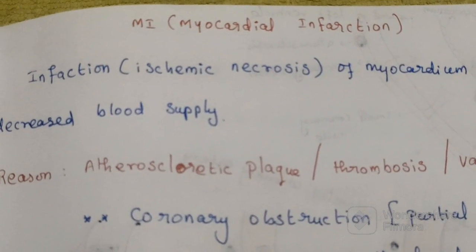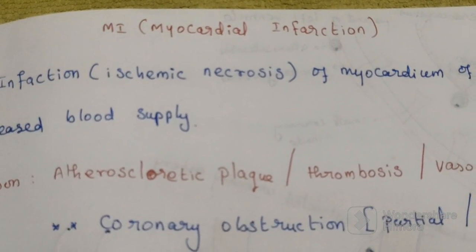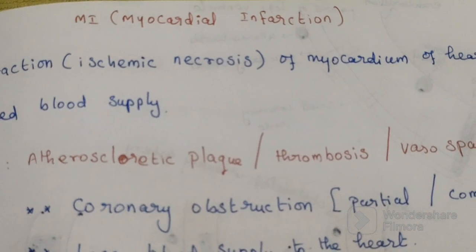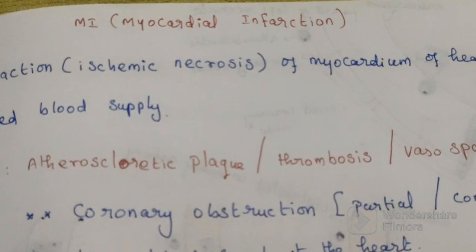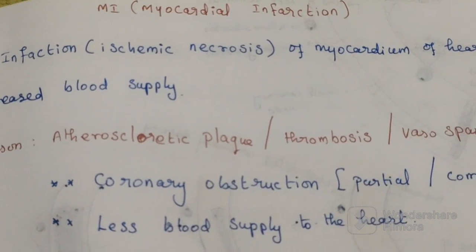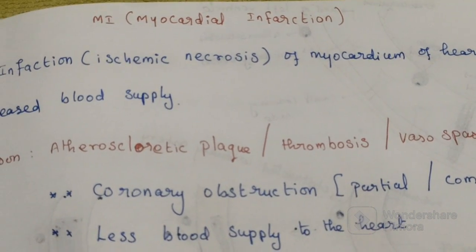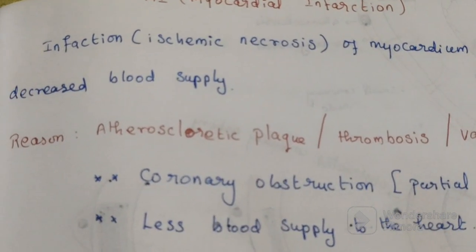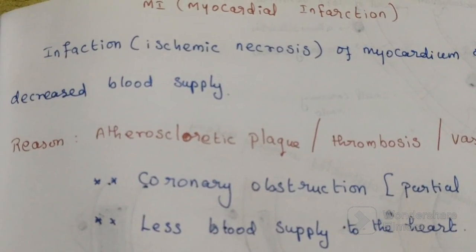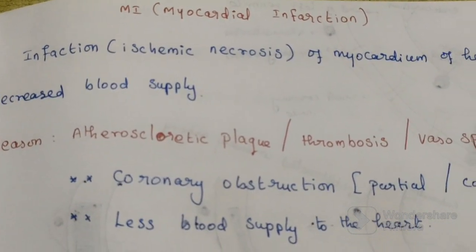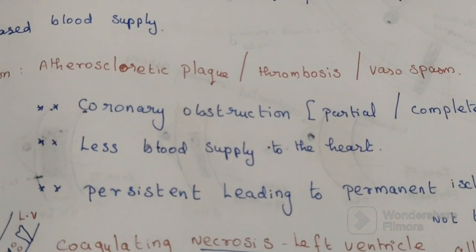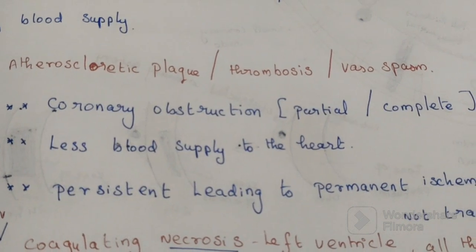This video will discuss MI, myocardial infarction. How do we define it? Infarction of the myocardium of the heart due to decreased blood supply. There are three reasons, like CAD: it can be atherosclerotic plaque, thrombosis, or vasospasm.